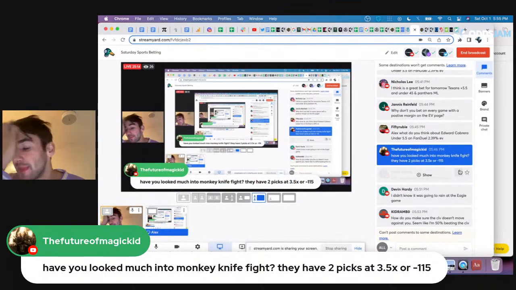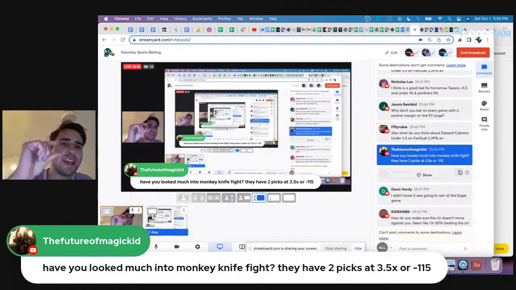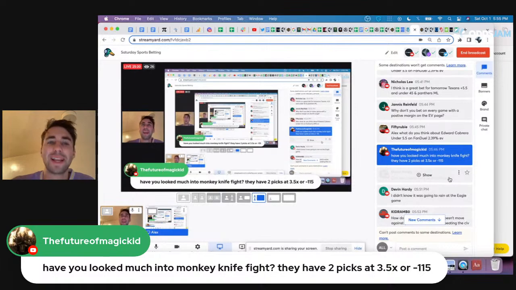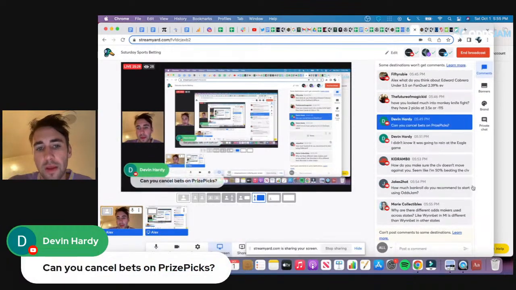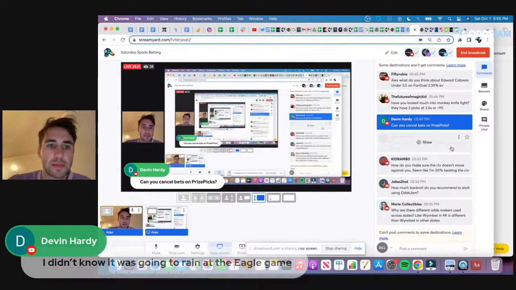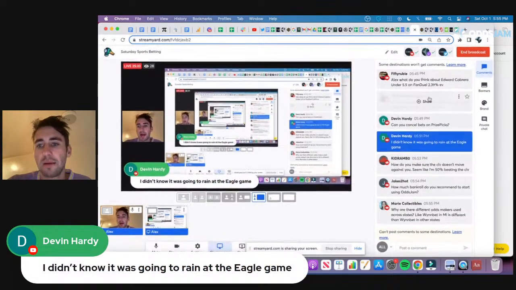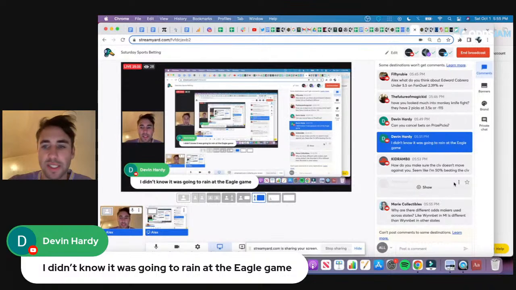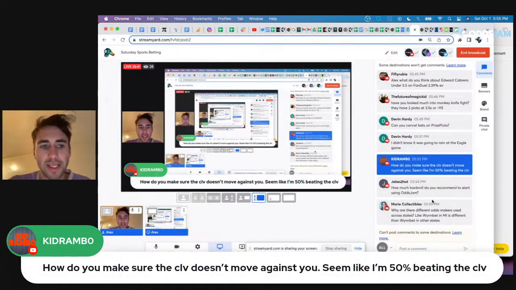We have. The issue is, if I'm correct, Monkey Knife Fight picks for you. They say here are two players, you can either take their over or the under, so it's a little harder. I don't think you can cancel bets on Prize Picks. Yeah, you definitely can't cancel, for this reason, if the line moves against you. So beating CLV isn't required.